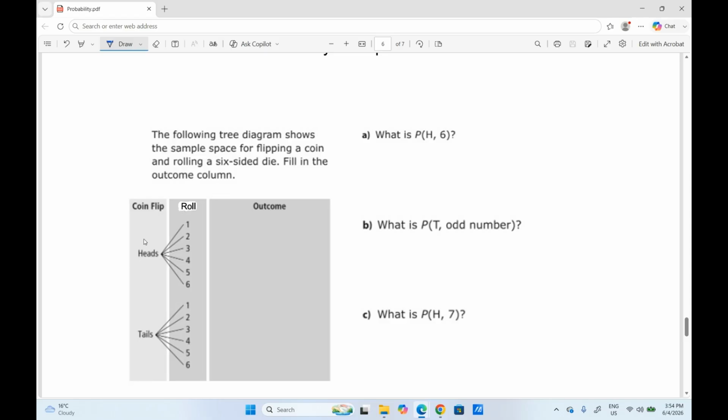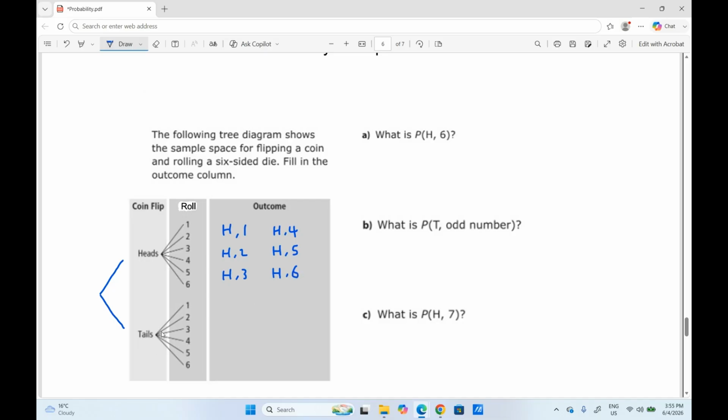So starting with the tree, if I flip a coin, there's only two options. Either I get heads or I get tails. Now, after I flip the coin, if I roll a dice, I have six options. I can get 1, 2, 3, 4, 5, or 6. So, outcome is I flip a coin, I get heads, then I roll a dice and I get 1. I flip a coin, I get heads, I roll the dice, I get 2. I flip the coin, I get heads, I roll the dice, I get 3. Now, I flip the coin, I get heads, I roll the dice, I get 4. Flip the coin, I get heads, roll the dice, I get 5. And if I flip the coin, I get heads, and I roll the dice and I get 6.